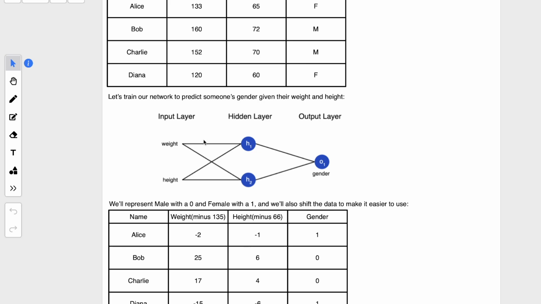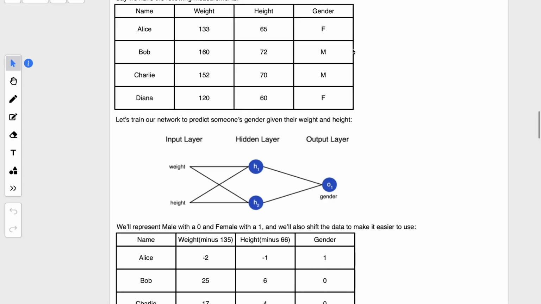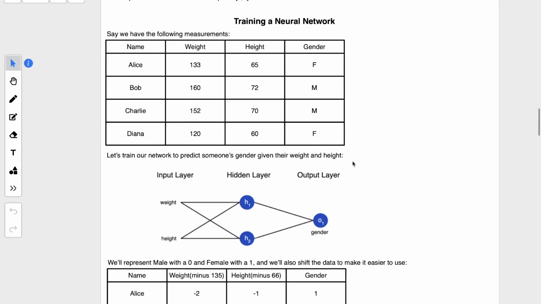Let's create a simple neural network with the weight and height as input, one hidden layer between with two neurons, and then a final output layer with one neuron. We have only one neuron in the output layer because our prediction is simple, just a male or female category prediction, and one neuron is fine for that.